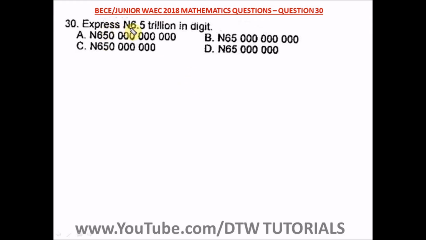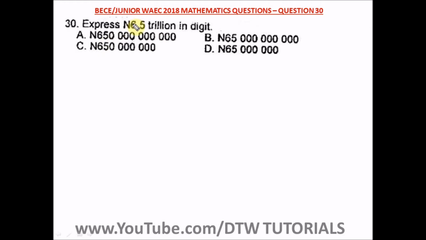It says express 6.5 trillion in digits. Okay, so this question, the answer isn't here. All right, and our advice, if you're so sure that the answer is not in the options, don't tick. Okay, just leave your answer sheet on this particular question blank. All right, don't tick any. All right, so there's no answer here for this.